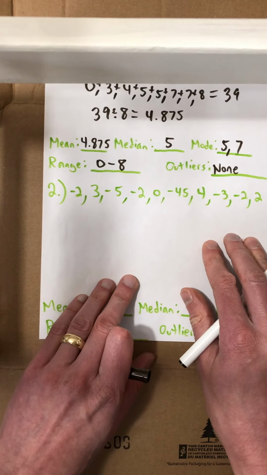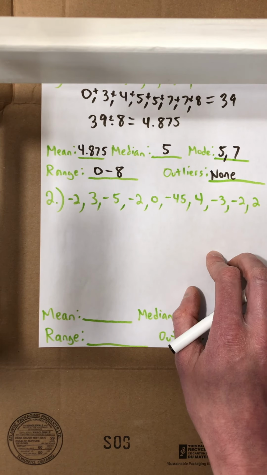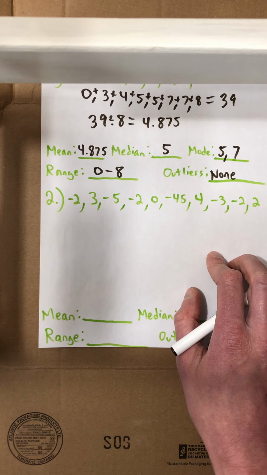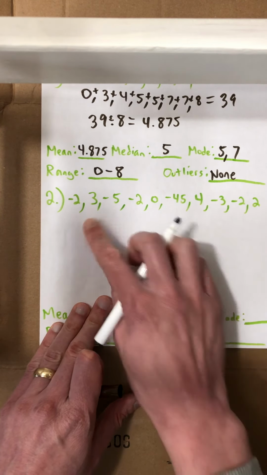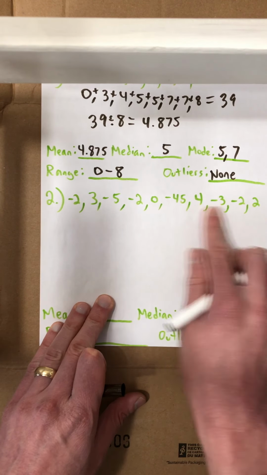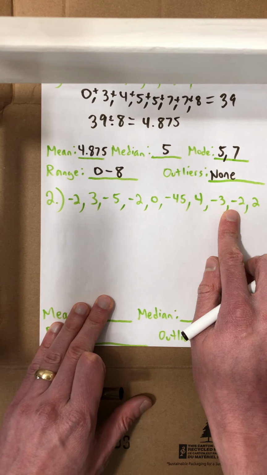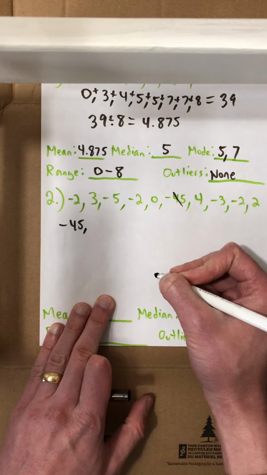Let's take a look at our next set of data here, and this time we've got some negative numbers, and quite a few of them too. So we're going to need to put these things into order first, I think, to help figure out some of these things. Look at that. Minus 45 is easily the lowest number. It's far lower than the rest of them. So that's going to be my first one that I put onto here. So my first one is going to be minus 45.